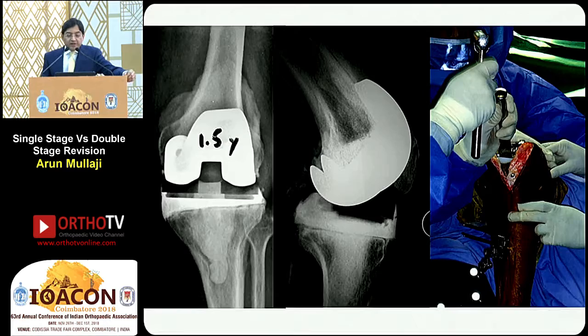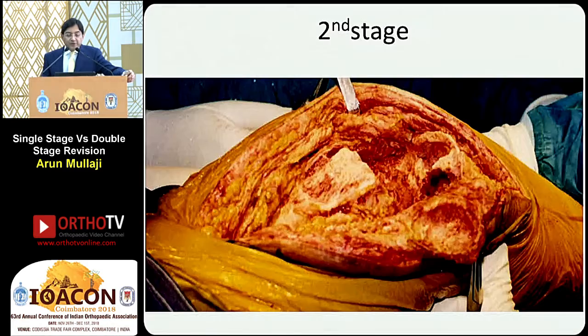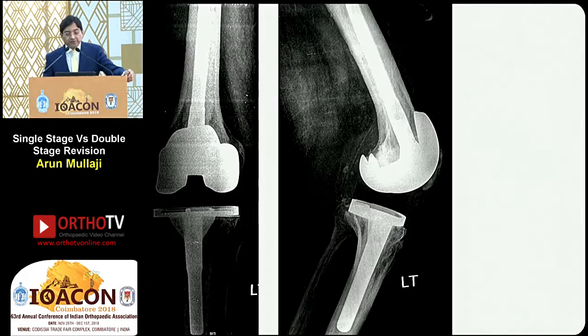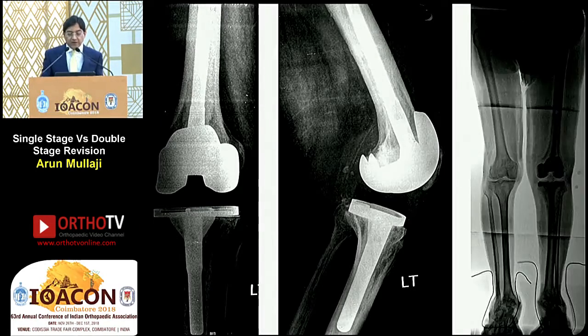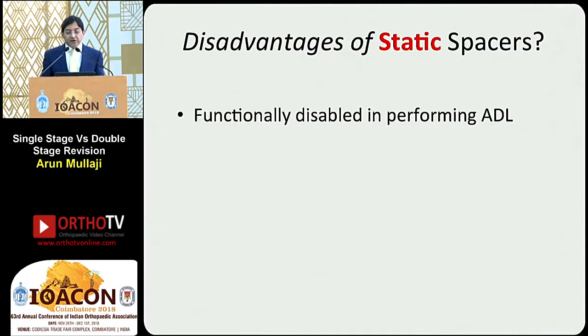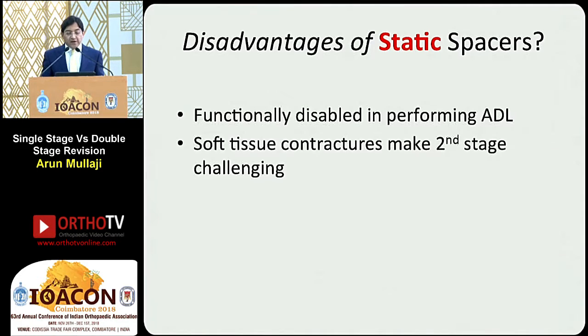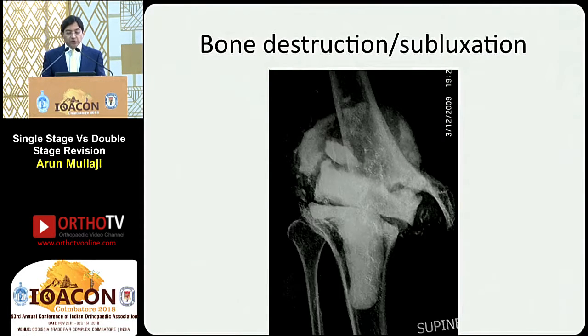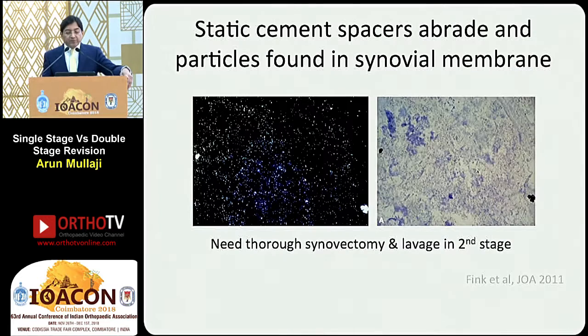So this is at the 2nd stage. We're removing the spacer, again do a thorough debridement, and put in the final implants. And these are X-rays after the 2nd stage. The disadvantages of static spacers are that soft tissue contractures may make the 2nd stage more challenging and compromise the bone stock. They may extrude or dislocate, destroy bone, and cause soft tissue damage. They may also cause abrasion with cement particles being found in the synovial membrane.